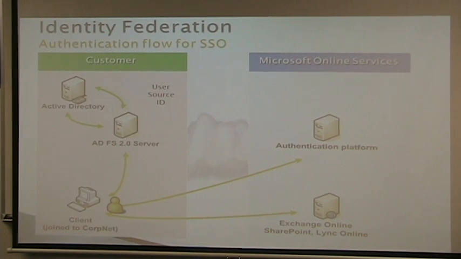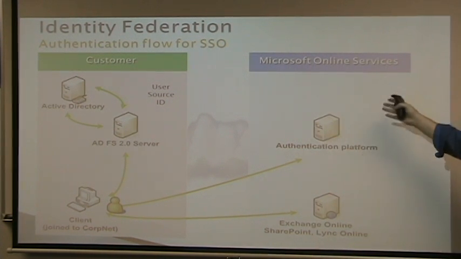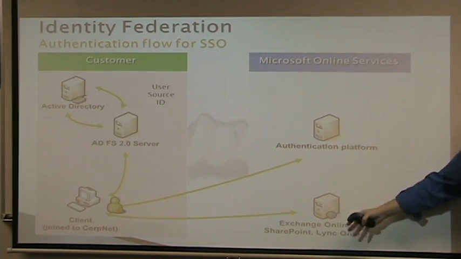All right, so moving on. For single sign-on, I just took this diagram, which will show you the flow of what happens, to visualize SSO because I know it's complicated. You've got your customer on-premise with your ADFS server, which synchronizes with your Active Directory. You've got the Microsoft Online Services with the authentication platform and then whatever resource you're trying to access.